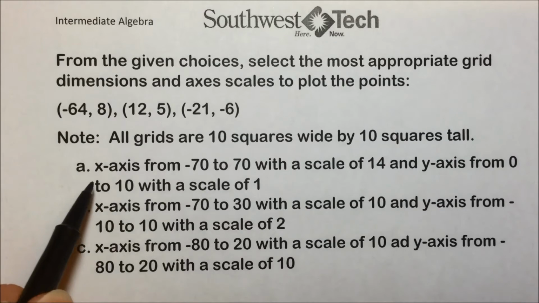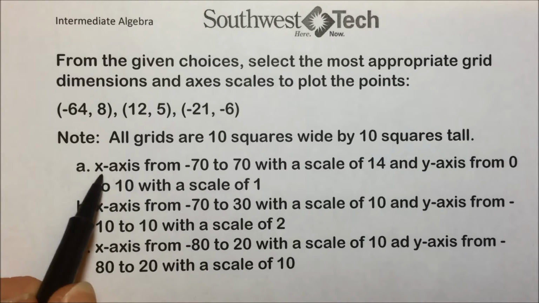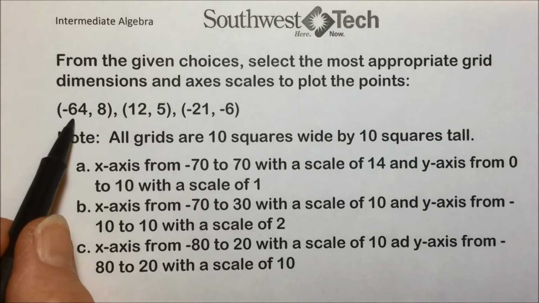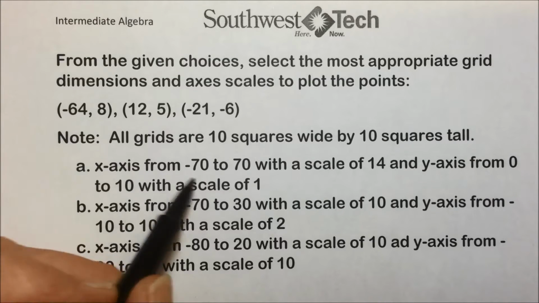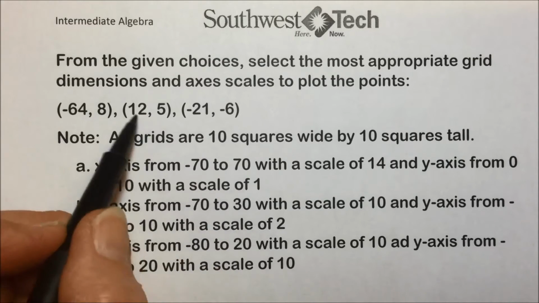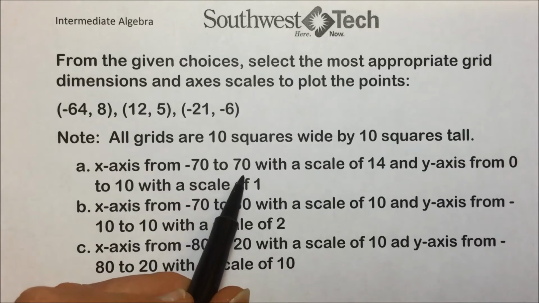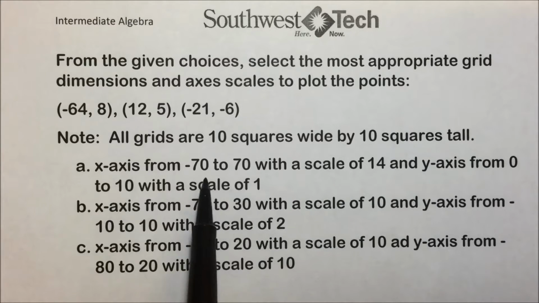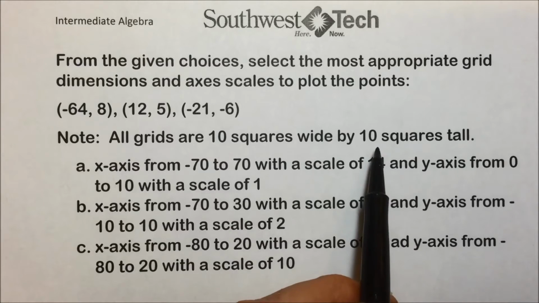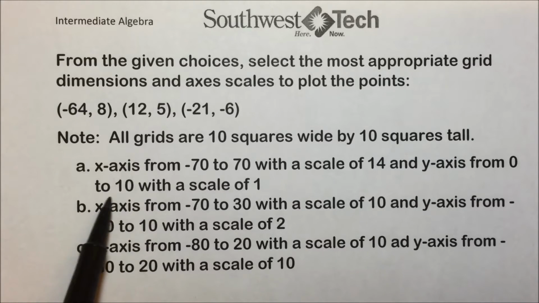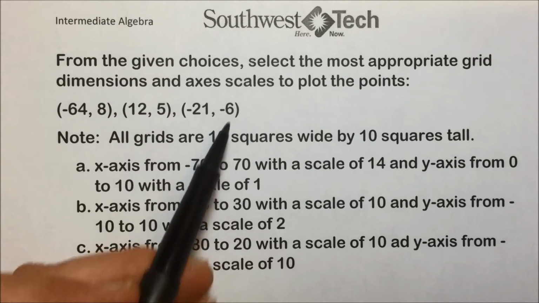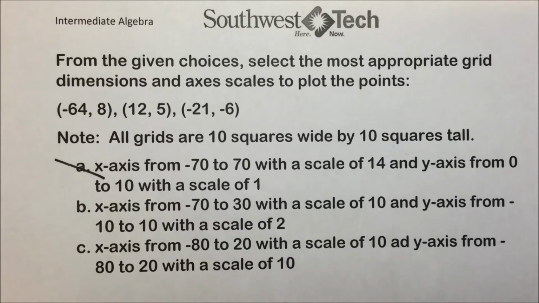So let's look at our choices. They're asking for the first one here, that the x-axis run from -70 to 70. Well, we need to go at least to -64, so that seems reasonable. But to go to 70, since our highest value is 12, may be a little overstated. And it tells us with a scale of 14, so we would be fine with our scale of 10 by 10. But the y-axis from 0 to 10 is not going to be satisfactory because we need to include a negative value on the y-axis. So A is off our radar.